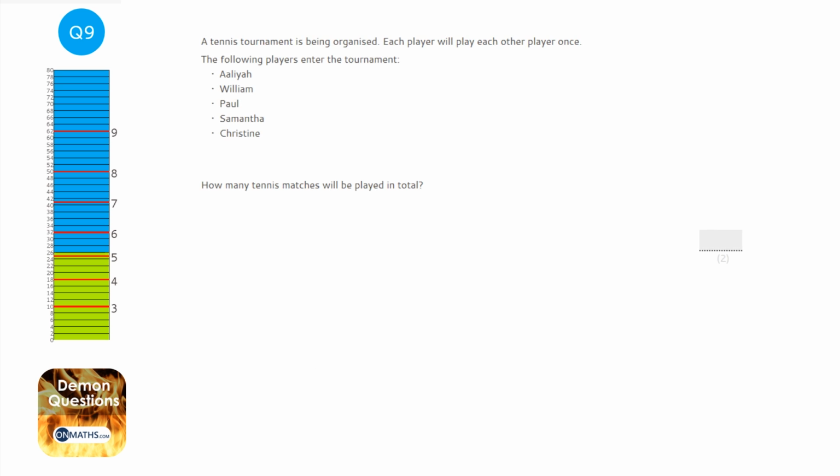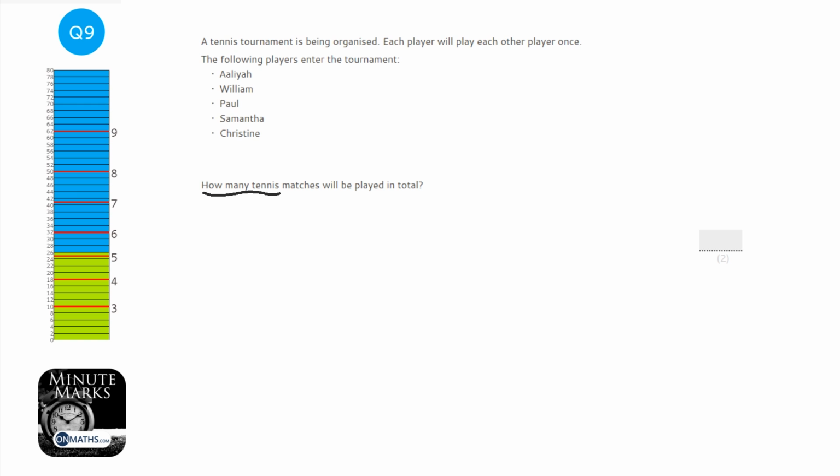So this question says there's a tennis tournament being played where each player plays each other once. And there's multiple ways of doing this. One of the ways is listing out all the different combinations. But this question only asks for how many tennis matches are being played. So you don't need to list them out, and sometimes you will need to list them out. This one you don't. So let's start off with Claire.